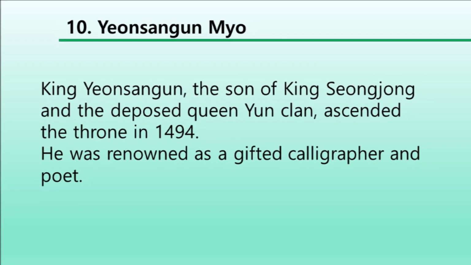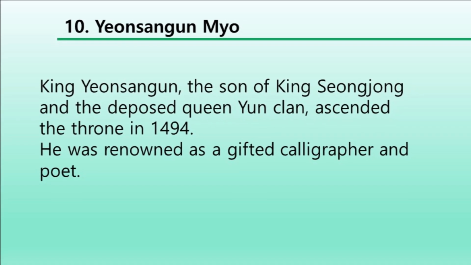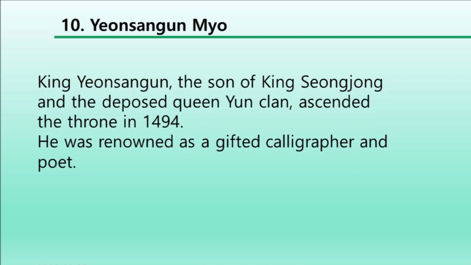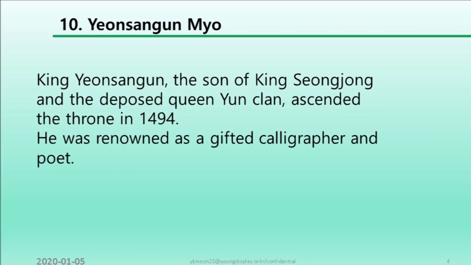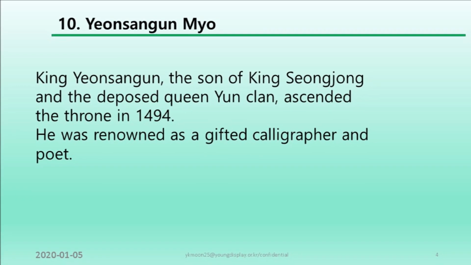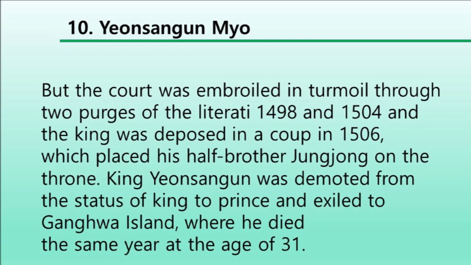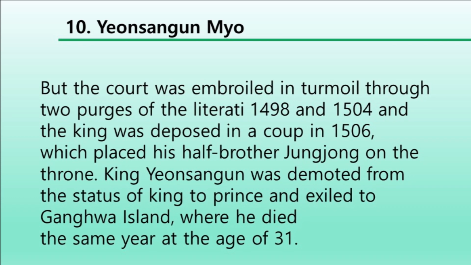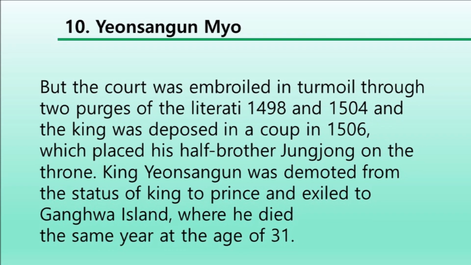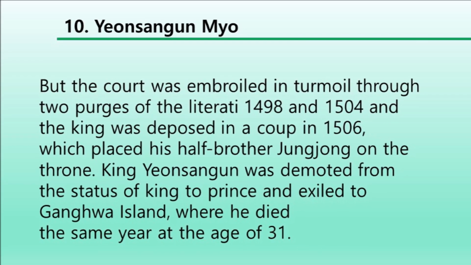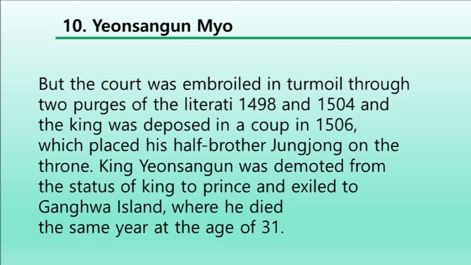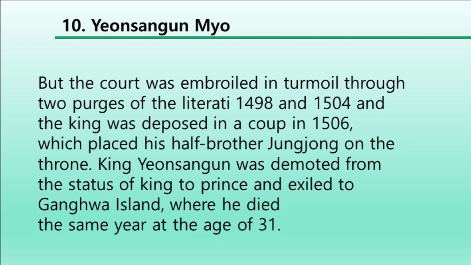King Yeonsangun, the son of King Seongjong and the deposed Kim Yun clan, ascended the throne in 1494. He was renowned as a gifted calligrapher and poet. But the court was embroiled in turmoil through the purge of the literati in 1498 and 1504, and the king was deposed in a coup in 1506, which placed his half-brother Jungjong on the throne.